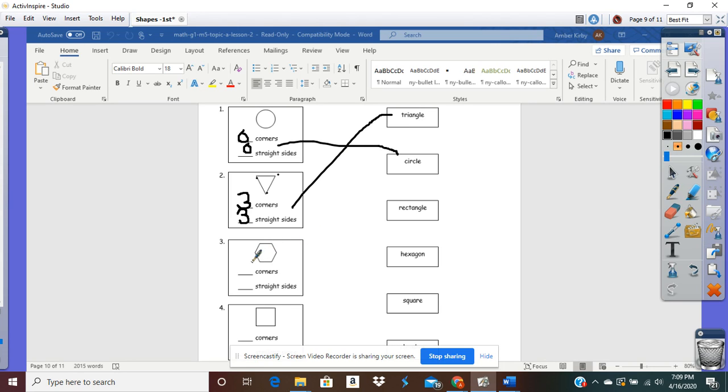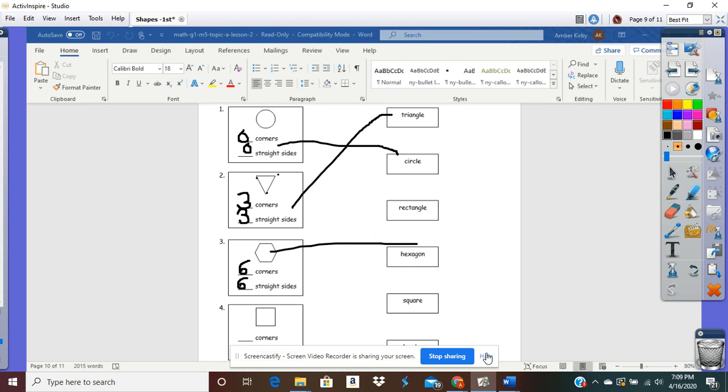Now, this shape has a lot more sides. It has 6 straight sides. Okay, you can count them. It also has 6 corners, vertices, or angles. Okay, and we call that a hexagon.